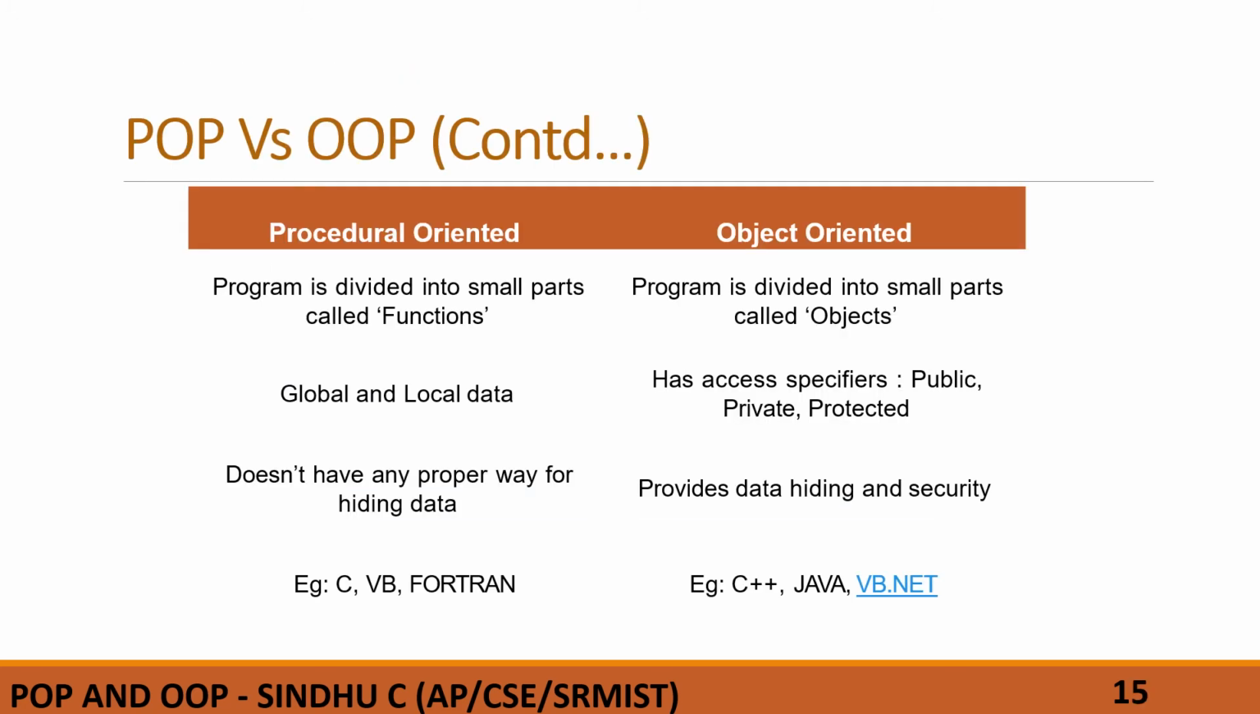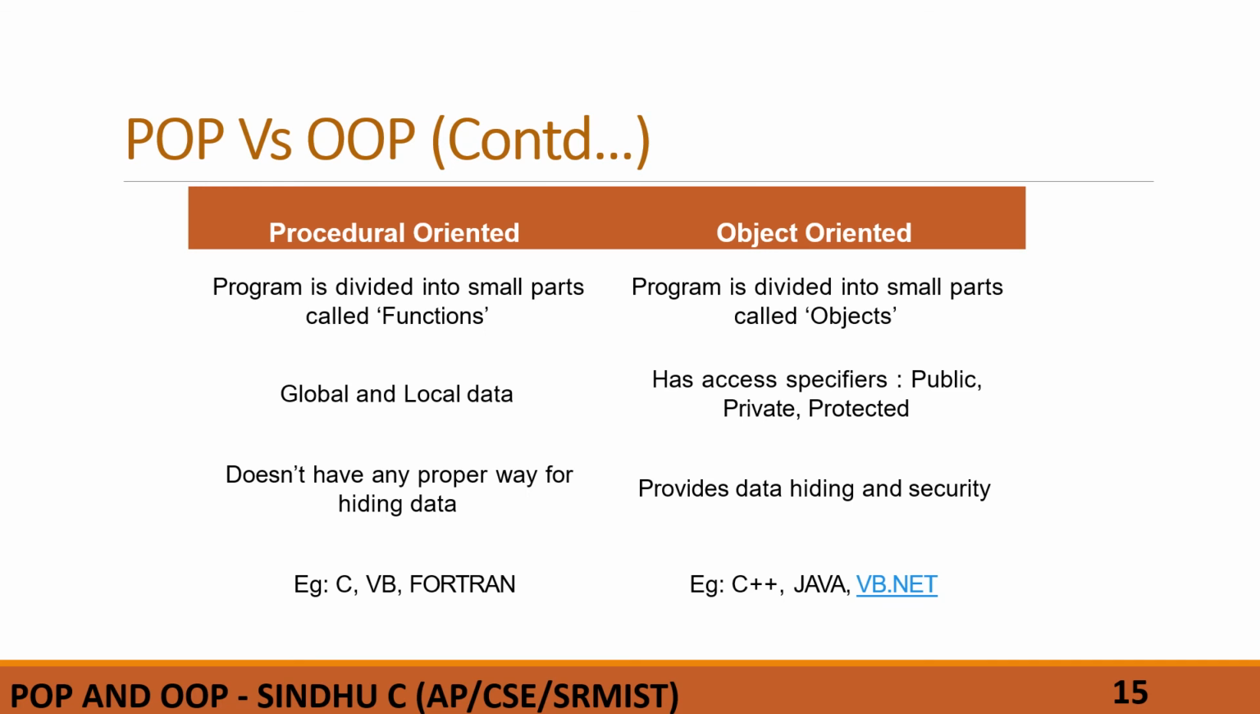The other set of differences: programs in procedural oriented languages are generally divided into smaller parts called functions, and in object oriented it is called objects. As I told, the main concentration is on objects. Here we can have global and local data. Local data is local to a particular function. Global data is visible everywhere.